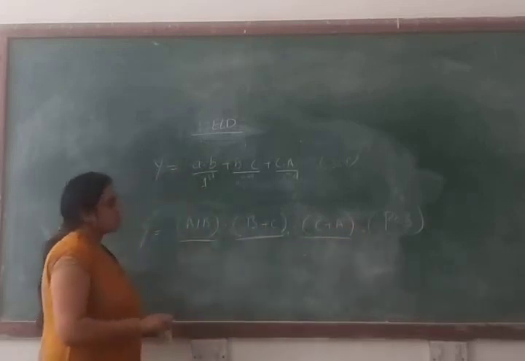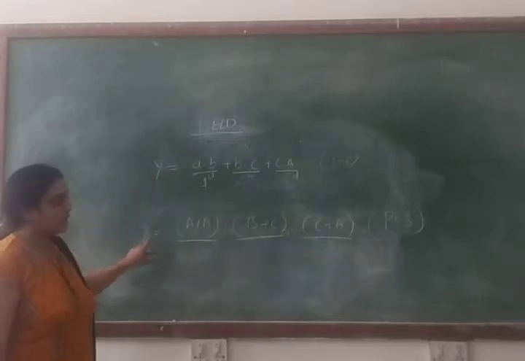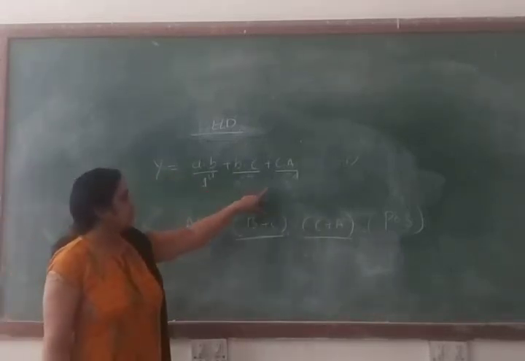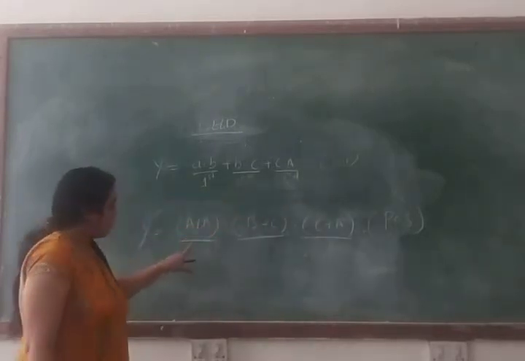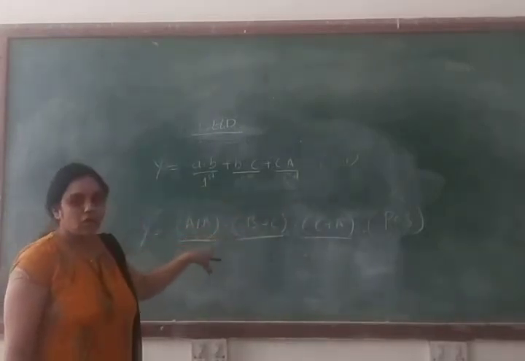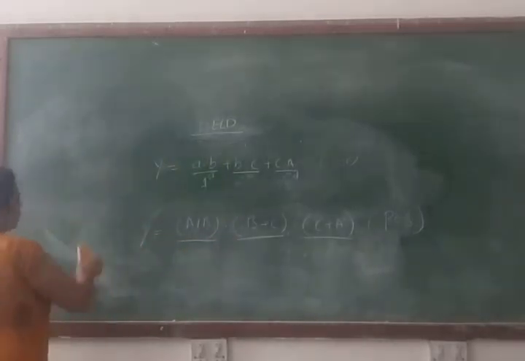So a logical expression we can represent by using two forms. First one is SOP and second one is POS. In the sum of product form, you can see here we are performing the ORing operation on the product terms, and in POS form we are performing the ANDing operation on the sum terms. So this is the SOP or POS form.